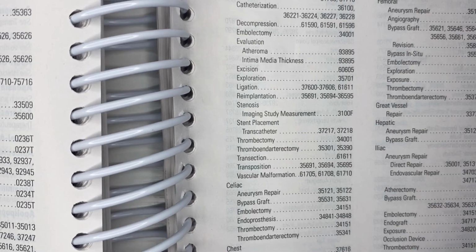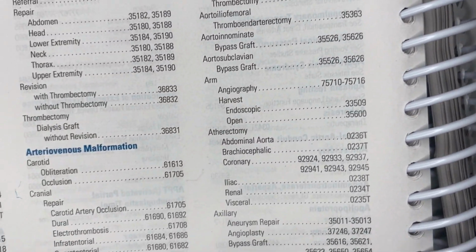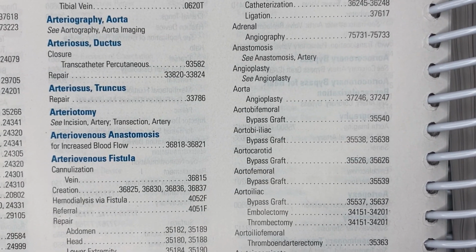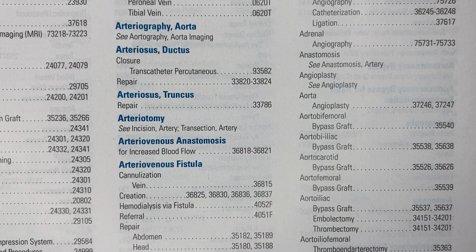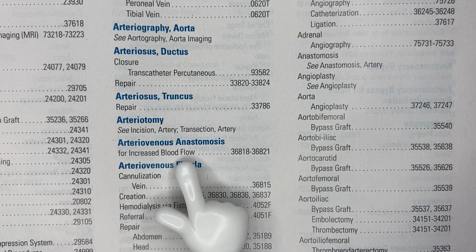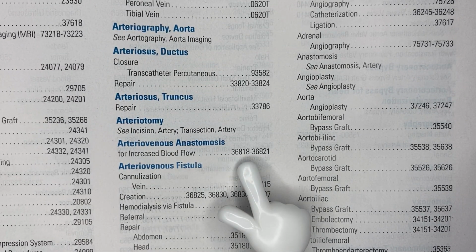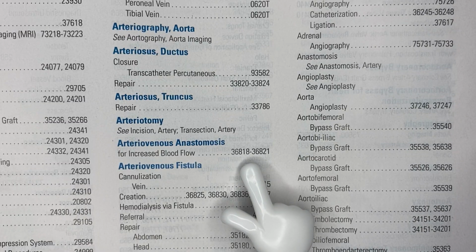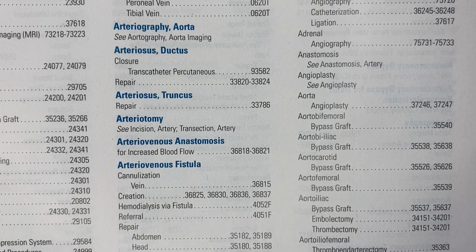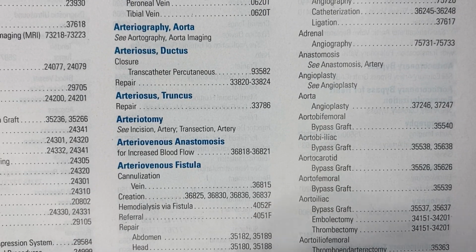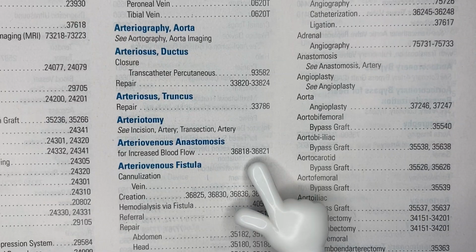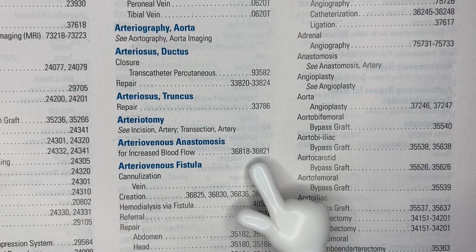So let's look up arterial venous anastomosis. It's right here. It says for increased blood flow, and it gives us codes 36818 through 36821. So I'm going to take that to the tabular. I always like to start off with the last code. So let's start and look for 36821.